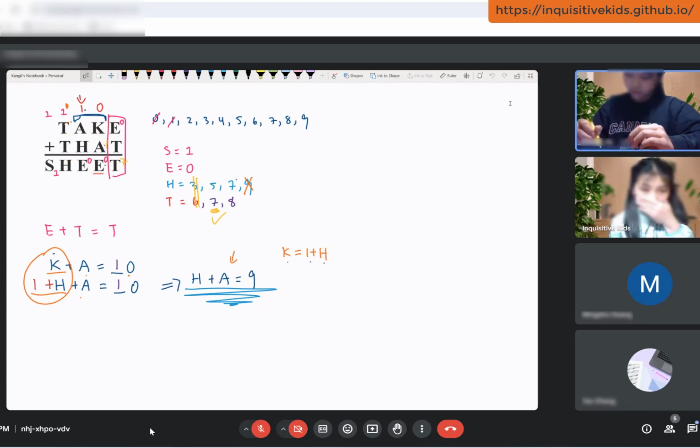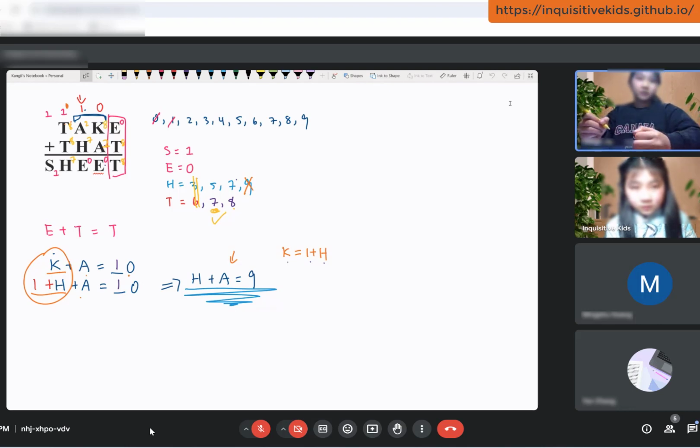The final possible solution. If h equals 7, then a must equal 2, and t would equal 8. In this case, k would also have to equal 8, but k and t cannot equal 8 at the same time. This is why this third possibility will not work out. Now, knowing this, we can tell that h must equal 5 and t must equal 7.